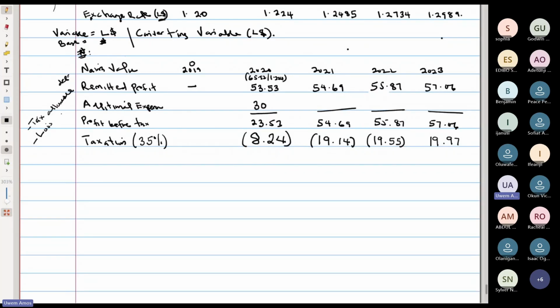However, in our question, we don't have any loss. All of our years are profitable. So 23, 54, 55, 57, they are all profit. So we don't have any loss carried forward, so we're not treating loss carried forward. The next step will be to check if we have any tax allowable depreciation, so that we can take into consideration the tax savings from it.